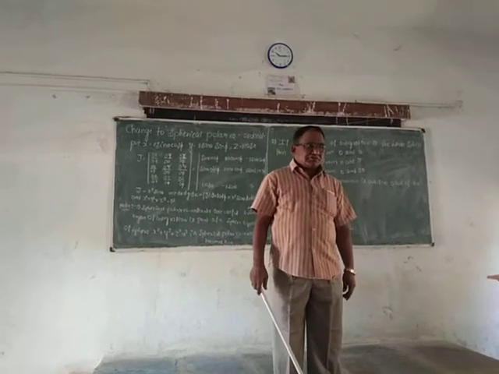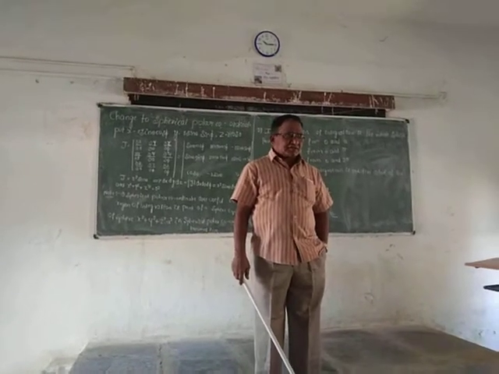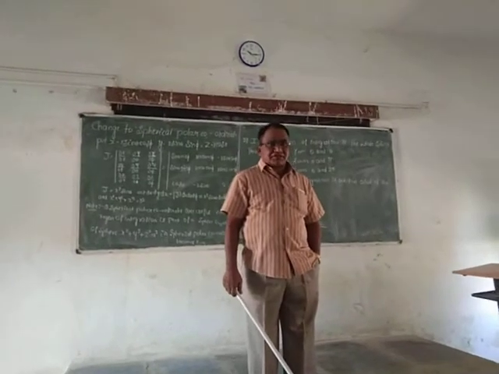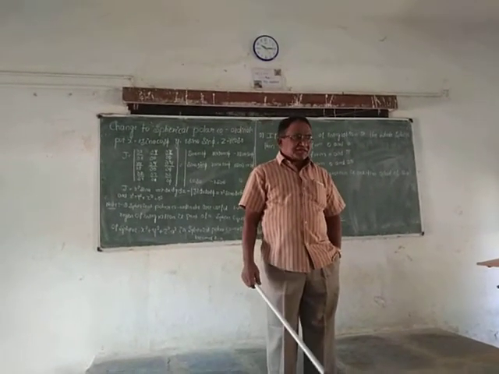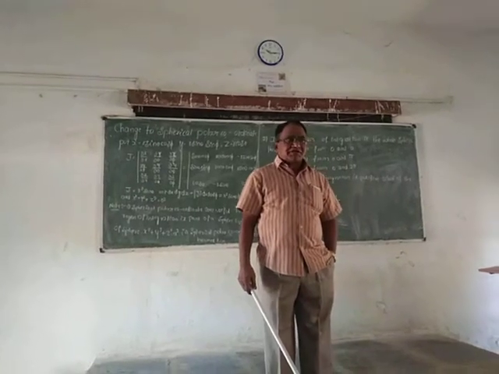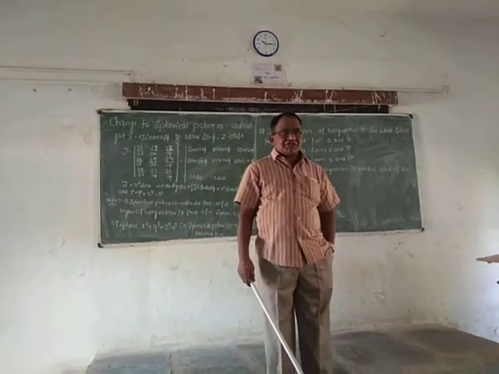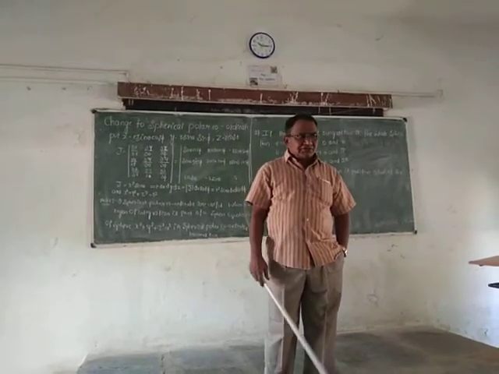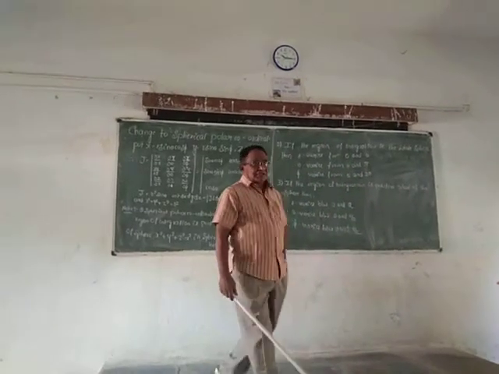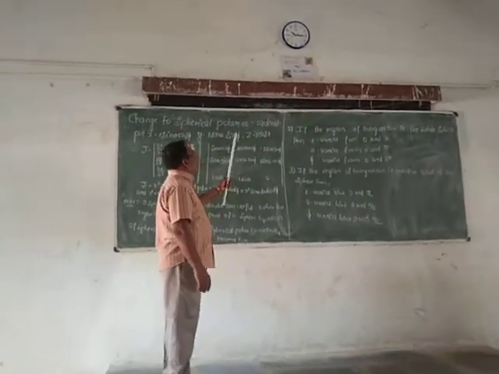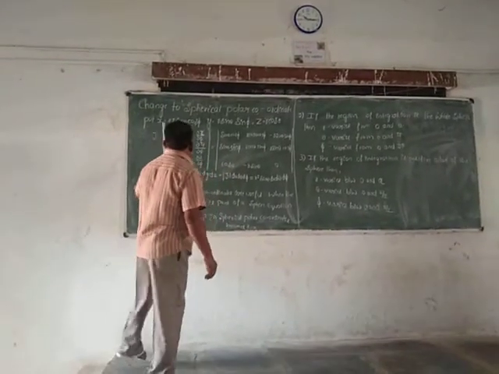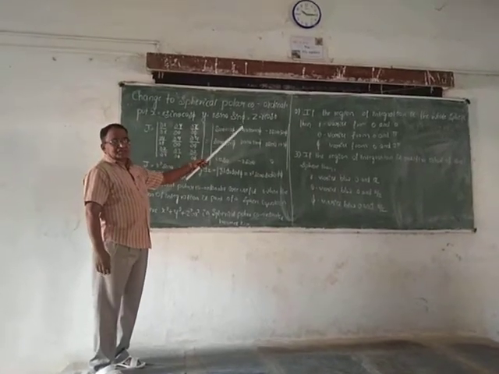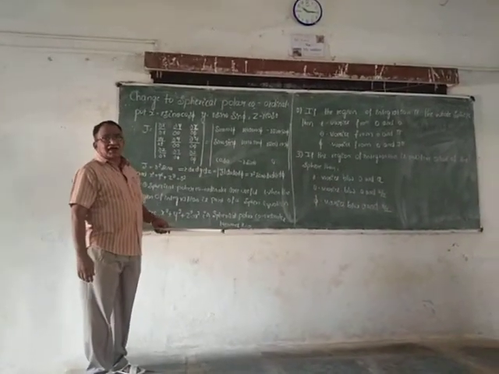Yesterday we went through the evaluation of triple integrals by changing the variables into cylindrical coordinates. Today let us discuss the evaluation of triple integrals by changing into spherical polar coordinates. In order to change the variables into spherical polar coordinates, we have to put x is equal to r sin theta cos phi, y is equal to r sin theta sin phi, and z is equal to r cos theta.